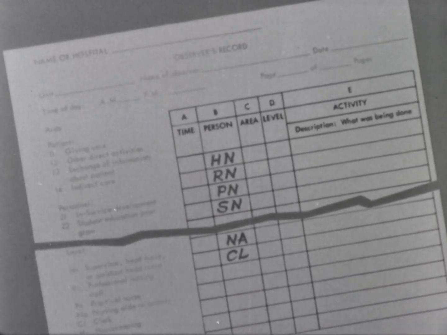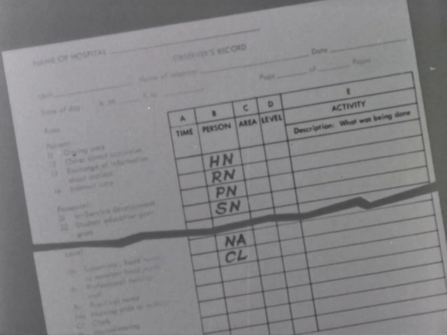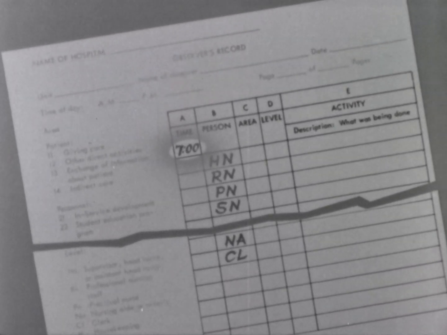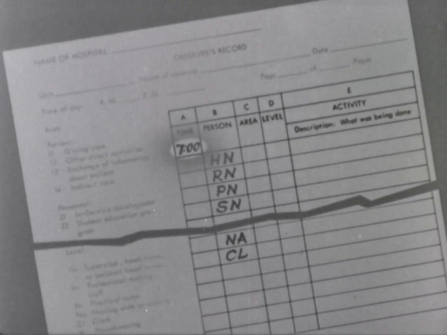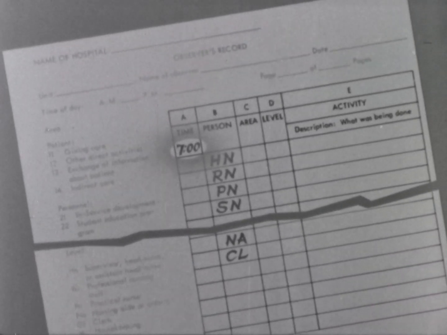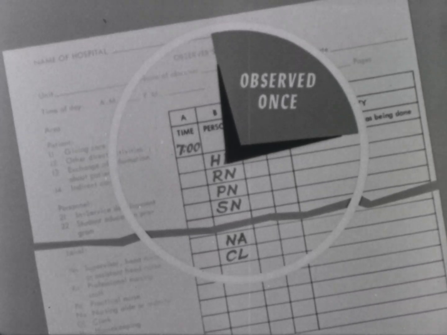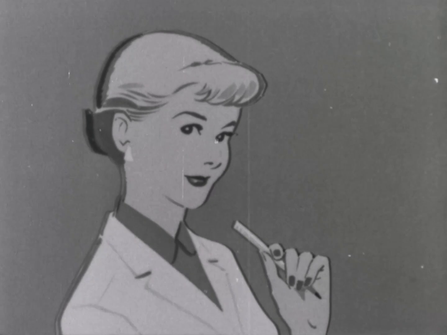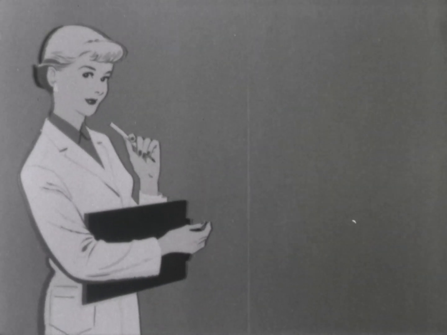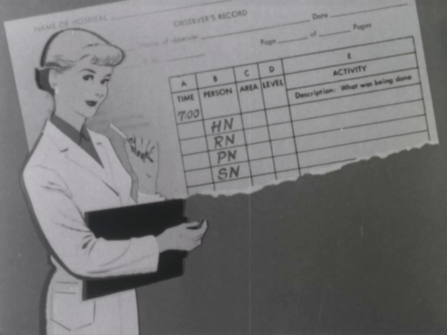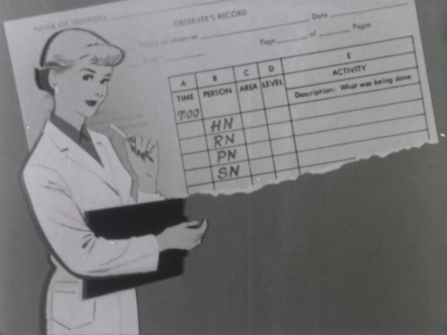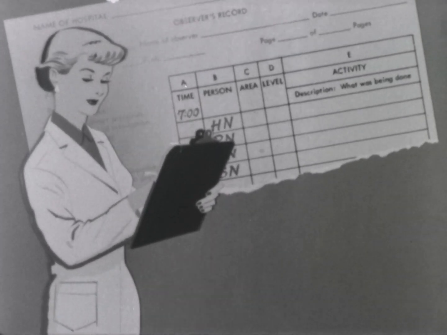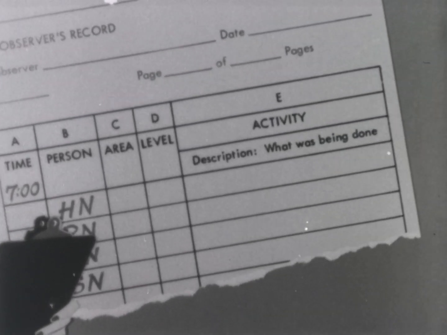Now fill in column A, the exact time when the study is to begin. Remember, each member of the nursing staff must be observed once every 15 minutes. Now we are ready to begin. The observer does not try to locate the staff in the order listed on the forms. She observes the person nearest her and records exactly what is happening in column E on the form.